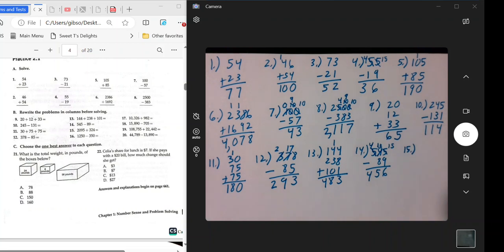Now we go to problem 15. We have a four-digit number plus a three-digit number. The four-digit number is 2095, plus the three-digit number is 324.